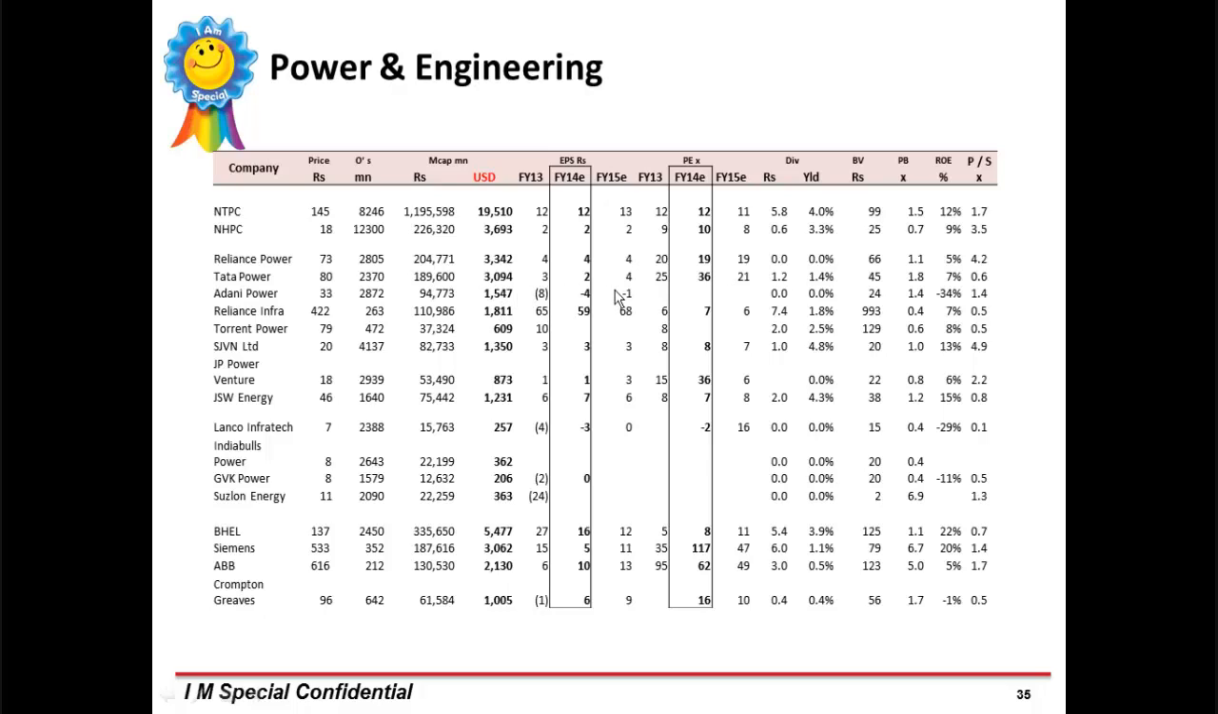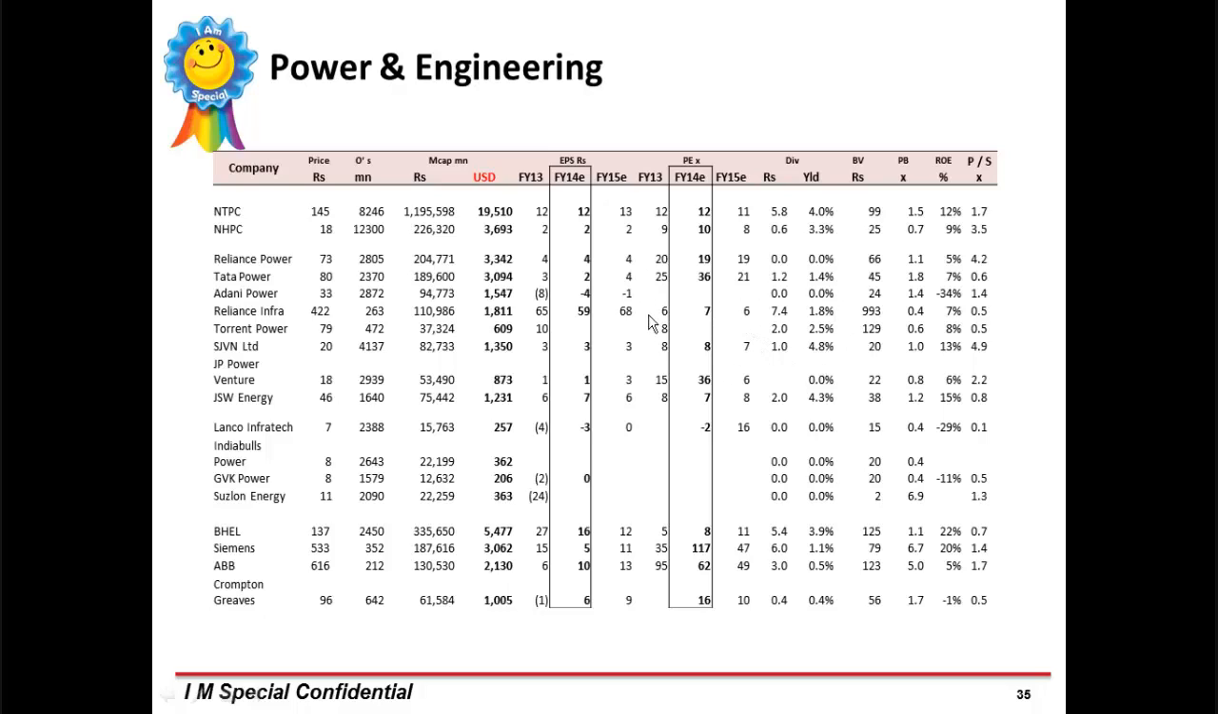Tata Power, 3 rupees, 2 rupees, degrowth, 4 rupees. Look at the PE, 36 times. Similarly, JP Power Ventures, 1 rupee, 3 rupees, 15 times. Look at Adani Power, loss, but still there is some price to it. Stock is not negative. Similarly, Torrent Power, 10 rupees, this year loss, but still the market is valuing it at some price. So all these are cases of replacement value or asset plays.